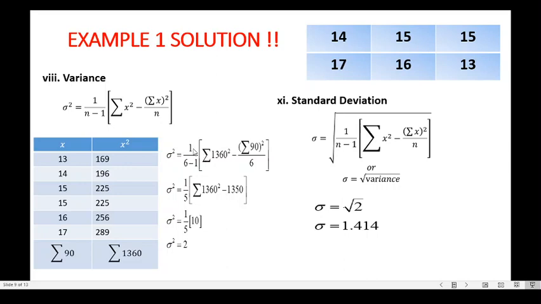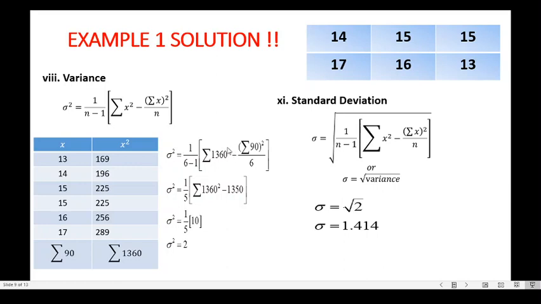Alright, so 1 divided by 6, because there are 6 numbers, 1, 2, 3, 4, 5, 6. n is equal to 6, so 6 minus 1. Open bracket, the sum of x powered by 2 is 1360, so we put 1360 here. Please ignore these two because we already powered it just now.